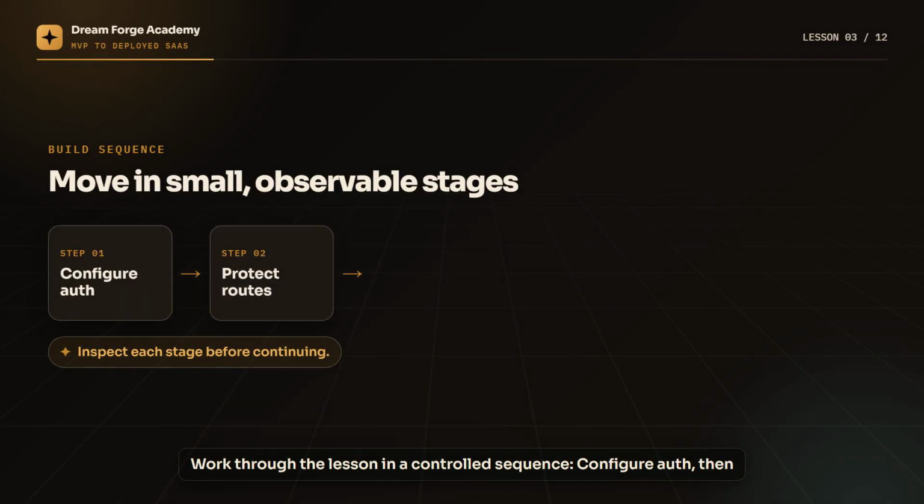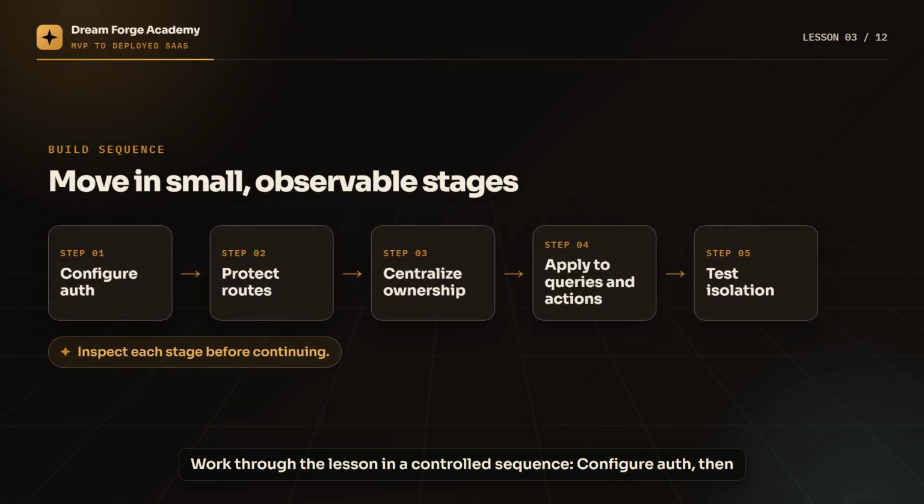Work through the lesson in a controlled sequence. Configure auth, then protect routes, then centralize ownership, then apply to queries and actions, then test isolation. Pause after each stage and inspect the result. This prevents a long agent run from hiding the first incorrect assumption or expanding into work that belongs to a later lesson.